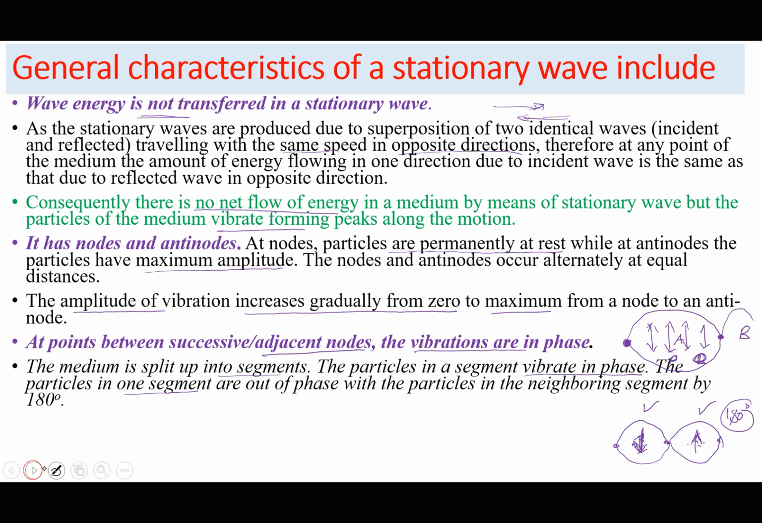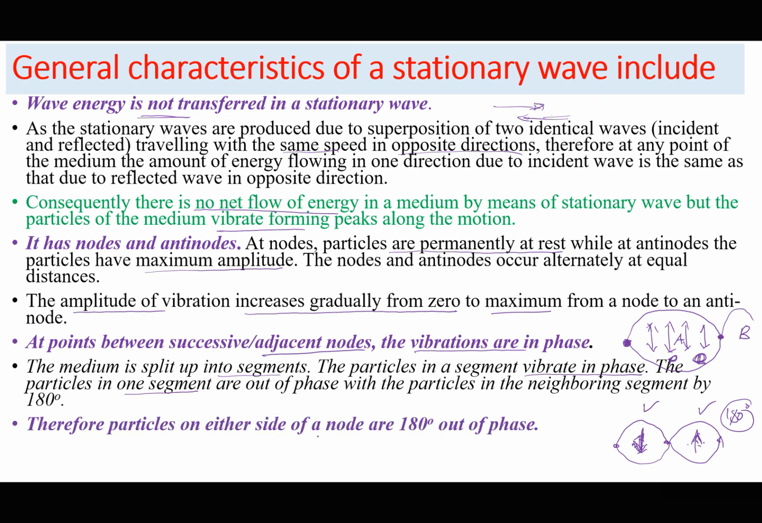So therefore, particles on either side of a node are always 180 degrees out of phase. So if this is the node, particles this side are 180 degrees out of phase with particles the other side. But particles between two nodes are always going to be vibrating in phase.